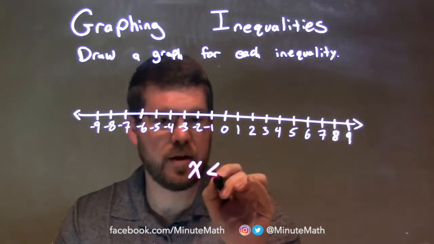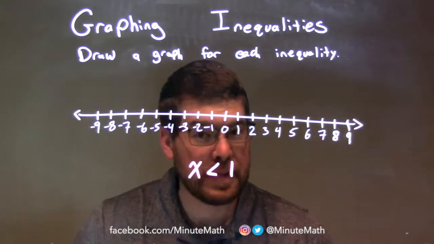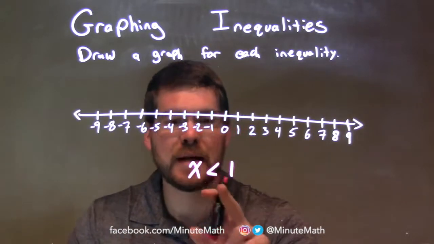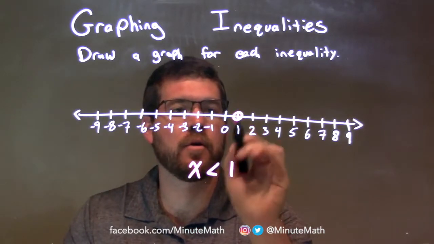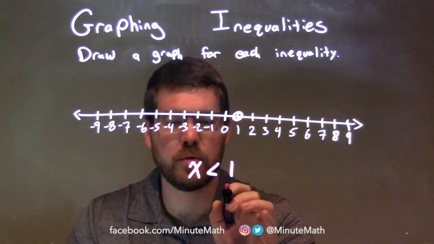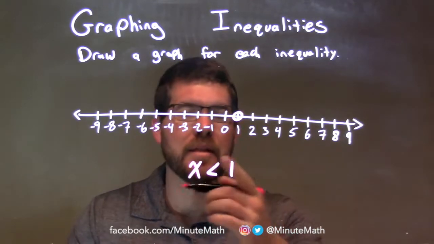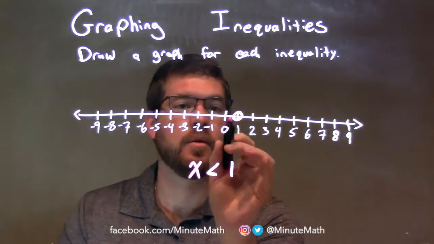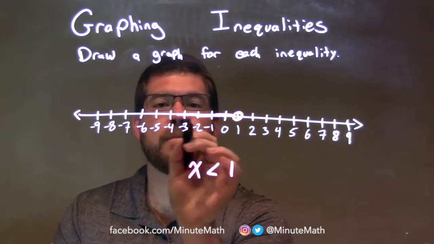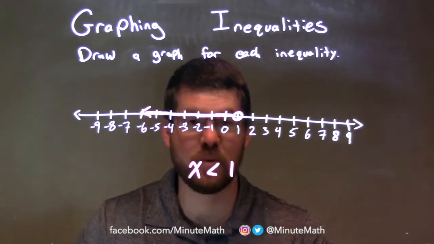X is less than 1. Okay. Well, when x is less than 1, we do not see an equal to sign. So that means at 1, I'm going to put an open circle right there. No equal to 1, right? It's not equal to 1, put an open circle. Then we have a less than sign. The less than sign says we shade to the left. So we shade to the left right here. And that's it. Fairly simple. Our graph now matches our inequality.